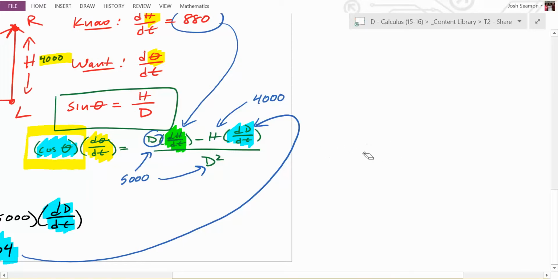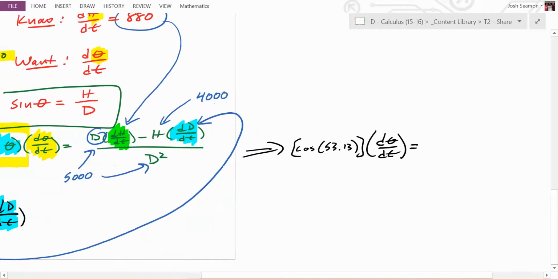Oh, and I missed the parentheses, sorry. So what do we now know? 53.13 times d theta/dt. Yeah? Go ahead. So what did I forget right there? The cosine. So if you're in degrees, it's going to be cosine of, that would be vastly wrong. Thank you. Times d theta/dt is equal to what?